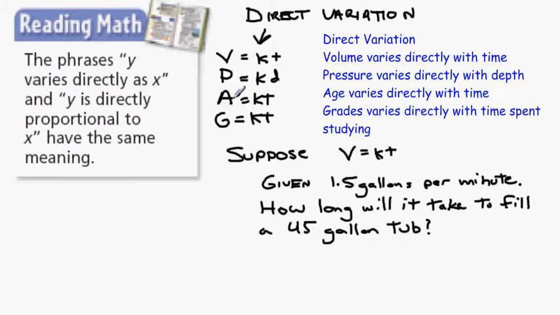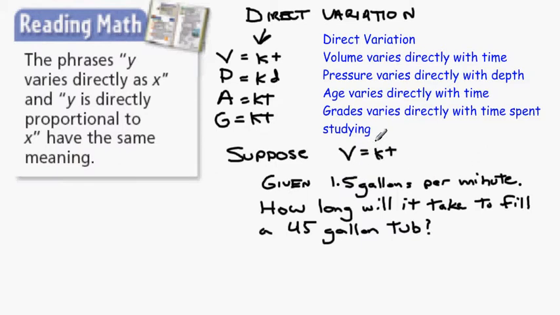So here we go. Suppose I'm given the equation volume varies directly with time, and I am filling a tub up at 1.5 gallons per minute. How long will it take to fill a 45-gallon tub? Well, I'll stop and think about it. So I'm given a time and I'm given gallons.